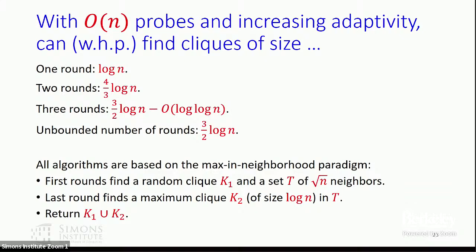All these algorithms are based on the same max in neighborhood paradigm that I explained before. All the rounds, except for the last one, find a random clique K1 and a set T of square root n neighbors. And in the last round, you query this set T and find there a clique of size log n. And this is what you return, the cliques that you found in the first rounds union with this last clique. For example, the one round algorithm really finds K1 as empty, there's nothing there, and just finds K2.